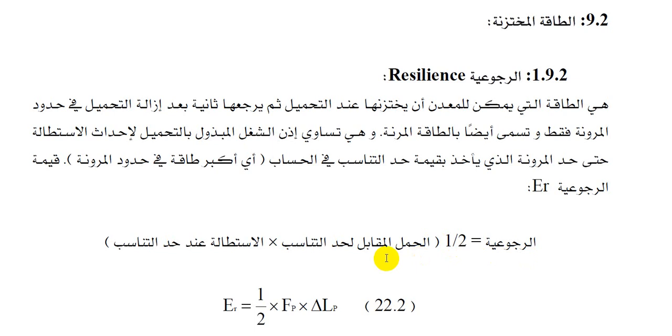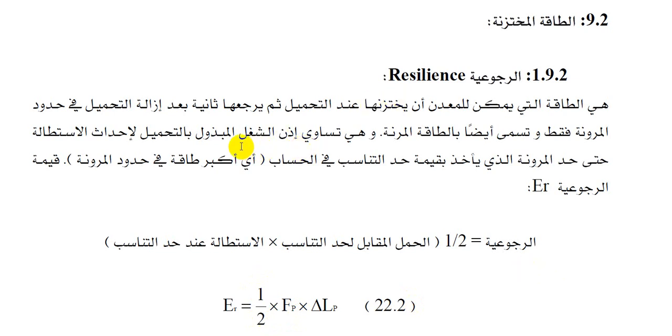The resilience is 1/2 times the load corresponding to the proportionality limit times the extension corresponding to the proportionality limit. ER equals 1/2 times FP times delta LP. Delta L is the extension resulting from the strain distribution as a result of the stress applied, FP is the load corresponding to the proportionality limit in the stress strain diagram, times the ratio 1/2, as you can see right here.